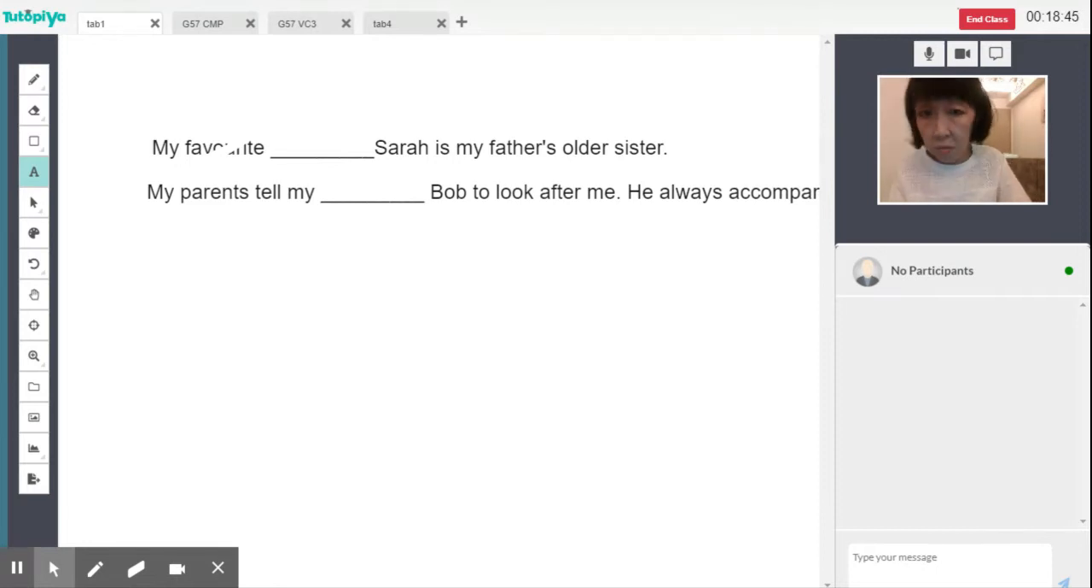My favorite, well, the obvious word choice would be auntie. Sarah is my father's older sister. And my parents tell my, well, brother Bob to look after me. We'll have sentences like this to test if he knows words to do with, or he's familiar with words to do with the family.